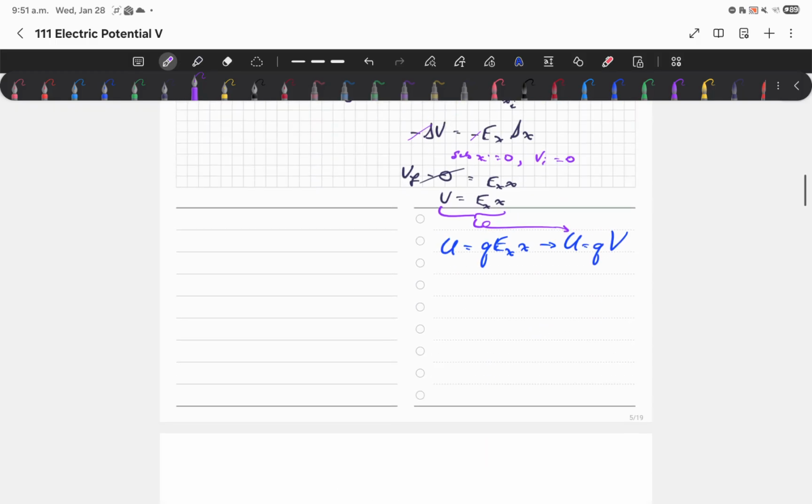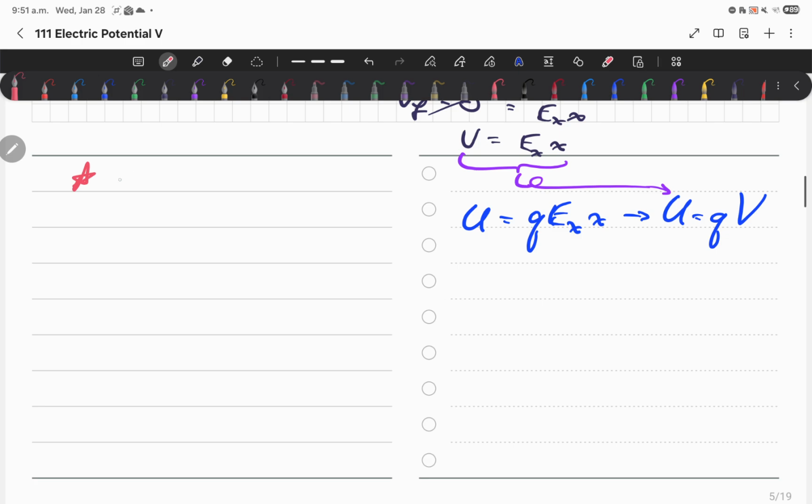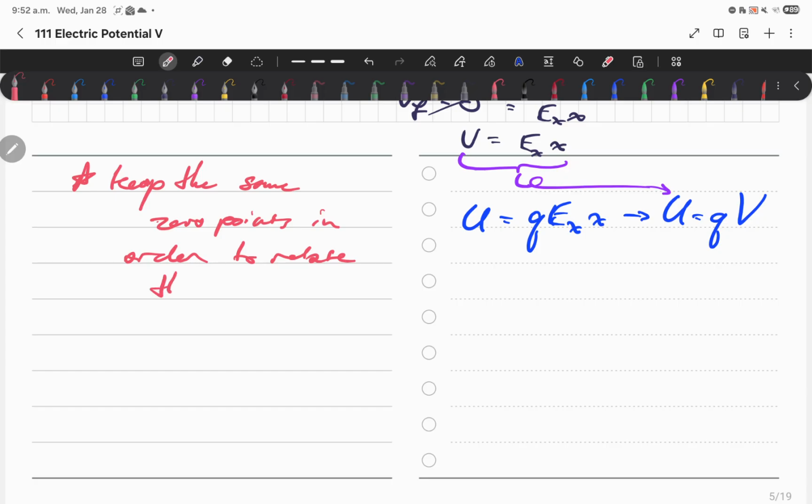We set the left plate in our capacitor to have 0 potential. Only when we do this can we relate our 0 pointed expressions. Otherwise, it would be nonsensical. So if you 0 point at the same point for potential energy and for potential, then the expressions are relatable. That's kind of the main point here.